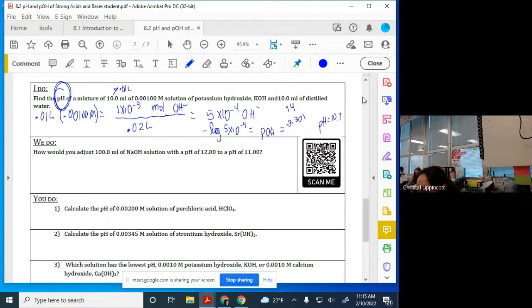Now, does that make sense since this is a base dissolved in water? Yes, because this would be a pH greater than 7. That's what a base would be.